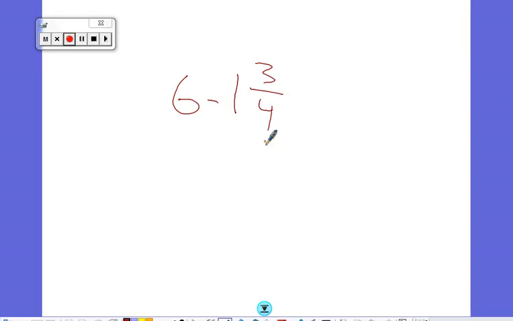6 minus 1 3/4. All right, this one's very straightforward. But just to show the work involved with this, let's change 6 to a different shape. 6 could also look like 5 and 4/4, because 4/4 equals 1. So 5 and 4/4 minus 1 and 3/4 equals what?